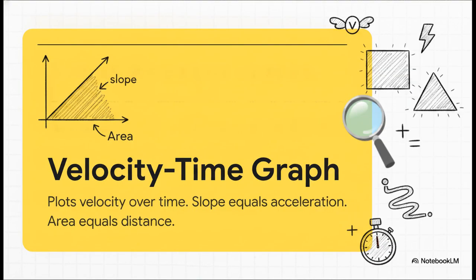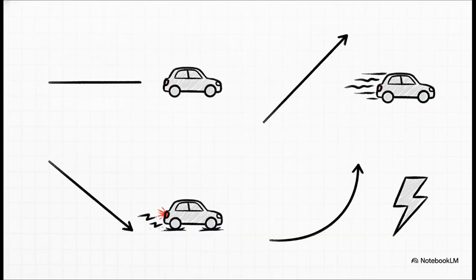Next is the velocity time graph. Here, the slope represents the rate of change of velocity, which, as we know, is acceleration. But there is a hidden superpower in this specific graph, the area under the curve. Finding the area of the rectangle or triangle under a velocity time graph is the ultimate shortcut for calculating total distance on a test.